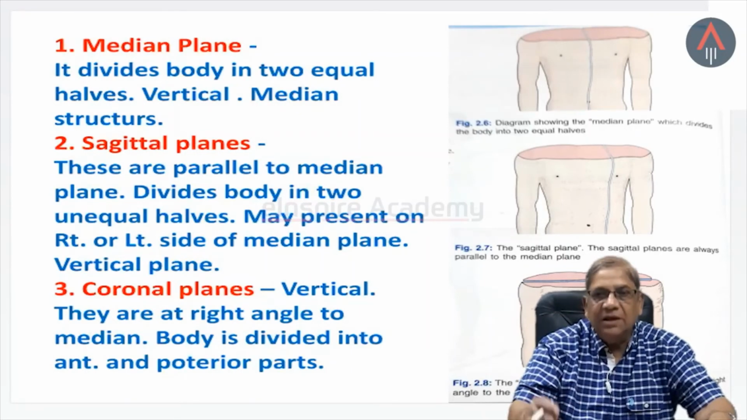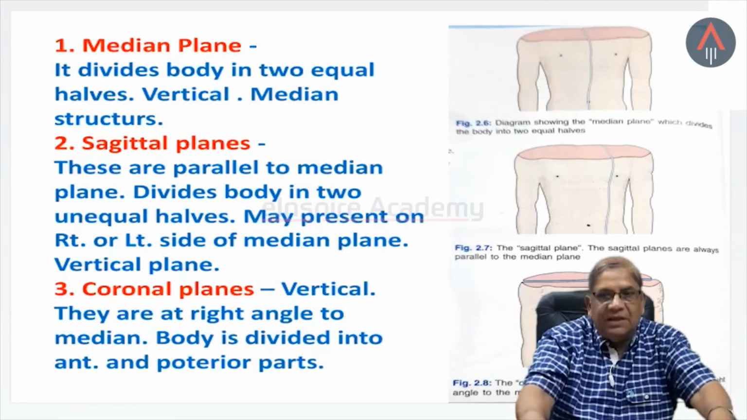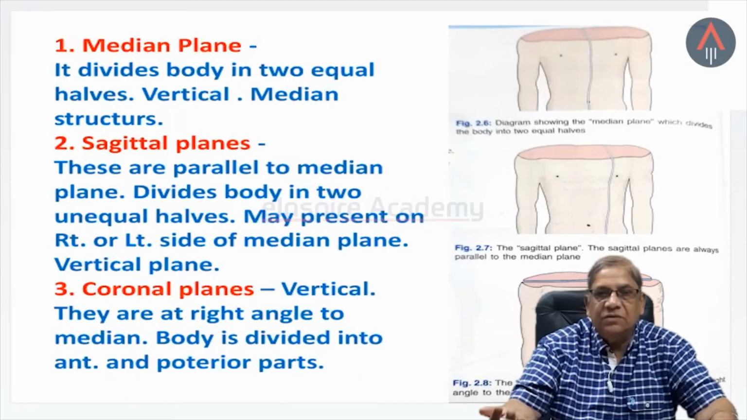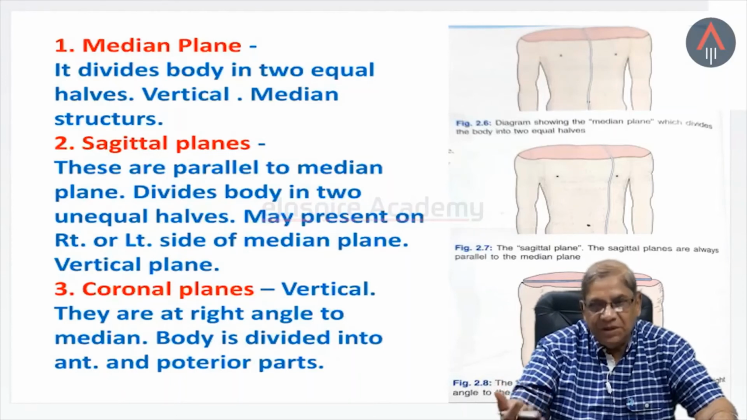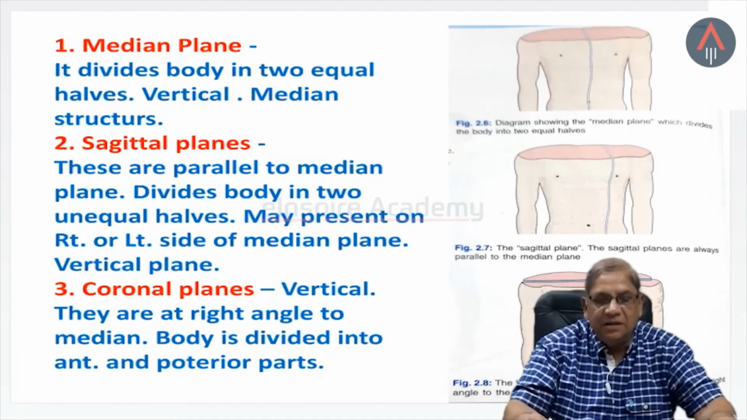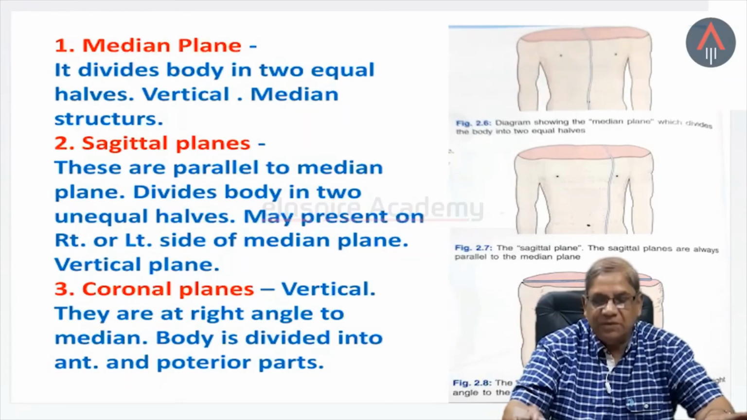For example, your nose is bisected by the median plane, which means your nose is divided into equal halves by this plane. So are your lips, and so is your penis, which is also divided into two equal halves. So those structures which lie in the midline will be bisected by this median plane. I hope you have understood the median.